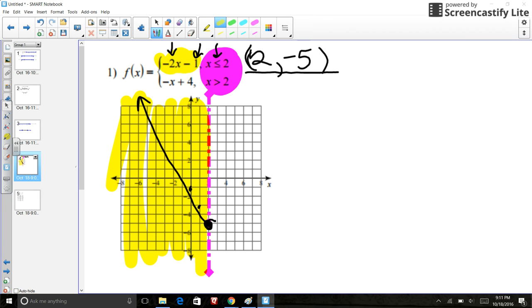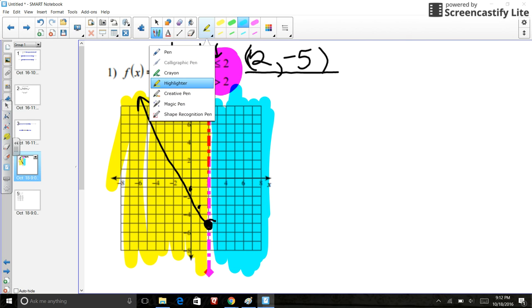Now I've got to figure out what's to the right of blue. So I'm going to highlight there to the left. Oh my gosh. What is to the right of that line? Everywhere to the right of that line is negative x plus 4. So if I was graphing that whole thing, I see my y-intercept is 4. Except, does that really help me? It doesn't really help me a ton right now.